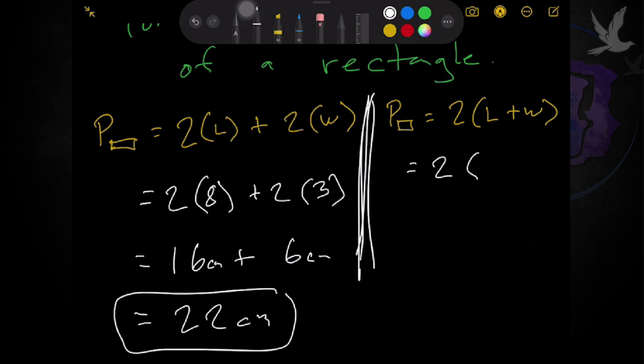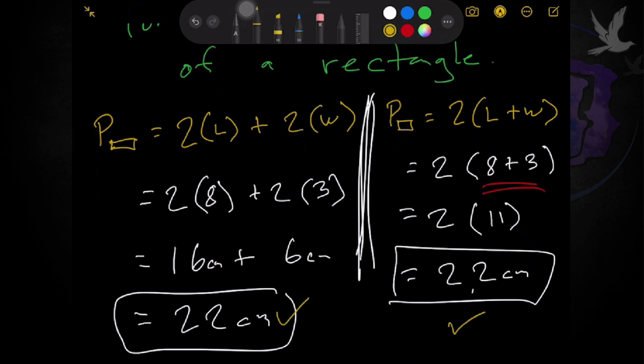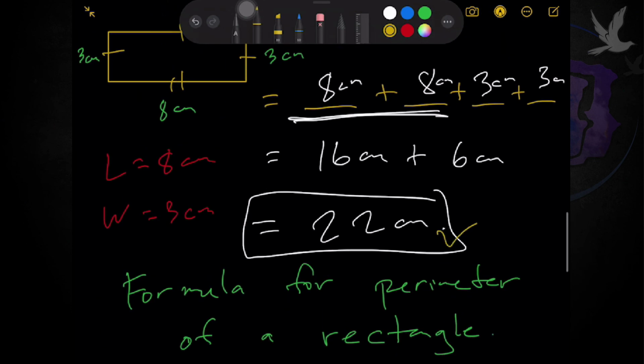Now let's try to make use of this other formula. That's 2 multiplied to length and width. What is our length and width? We have 8 plus our width, which is 3. Do this first. The ones inside first, no? Ito. Deal with that first. That's 2 multiplied to 8 plus 3 is 11. 2 times 11 is equivalent to 22. And again, our unit is in centimeters. And if you notice, we all ended up with the correct answer.